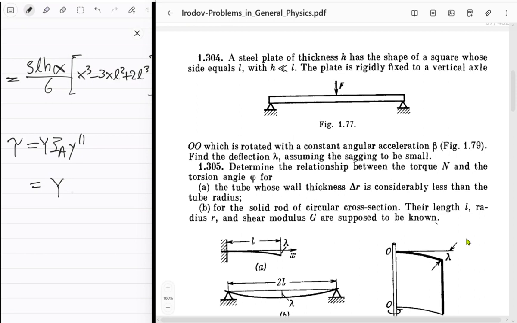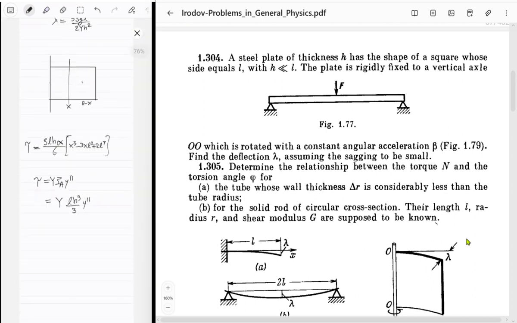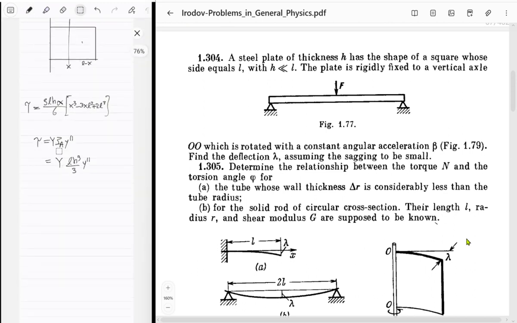And once again, what's our I_A? So usually our I_A is just w h cubed upon 3, but in this case our w is just L. So it's like L h cubed upon 3 times y double dash. Okay, and just put that over there. So this thing is equal to that.